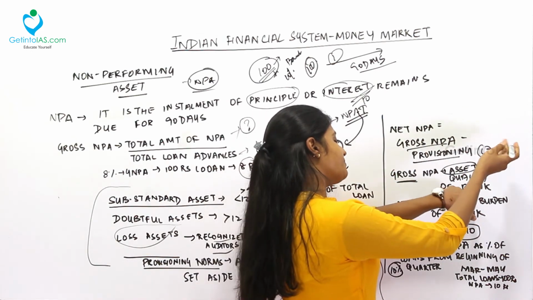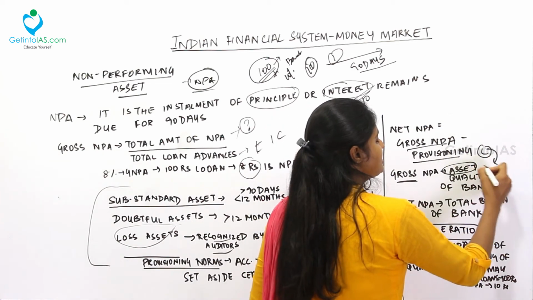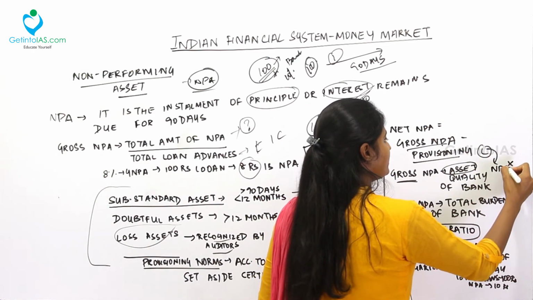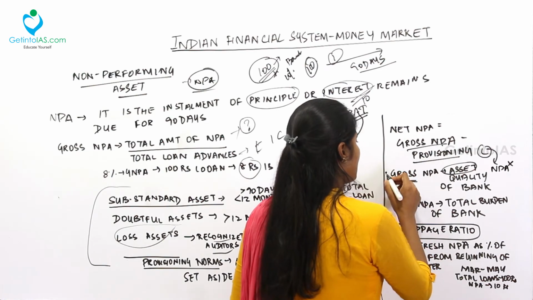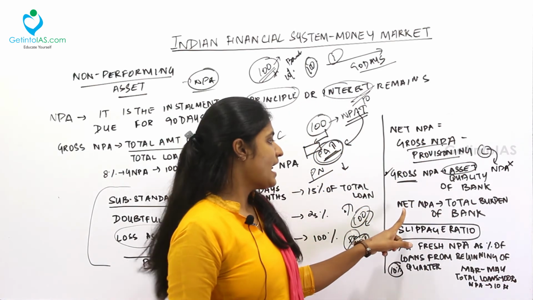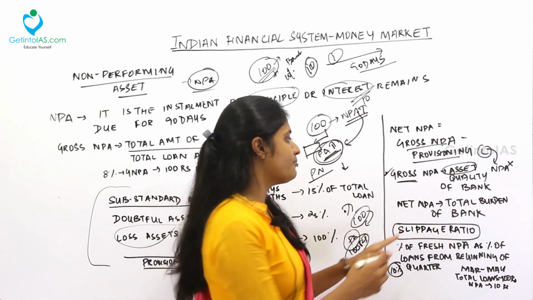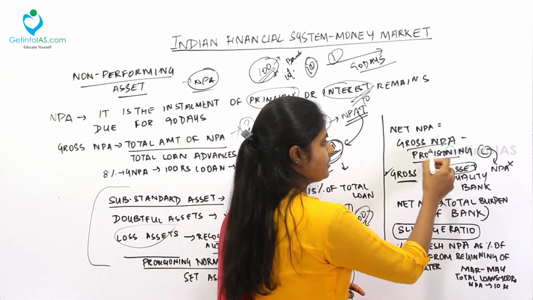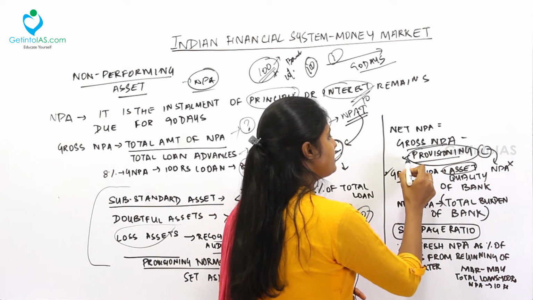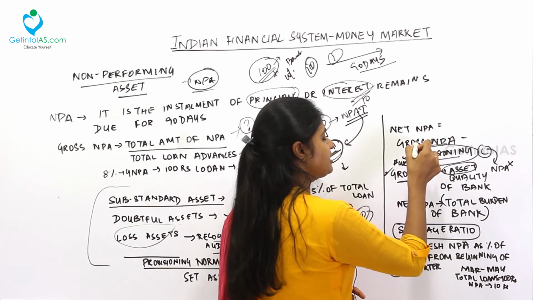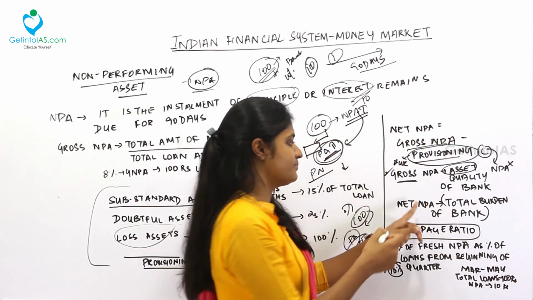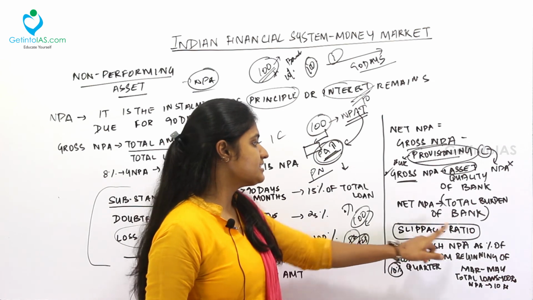The loans given to the people are the assets of the bank. They will see to it that the NPAs do not increase. So the asset quality of the bank is calculated using gross NPA. And net NPA is the total burden of the bank. See, the provisioning amount here is calculated. The provisioning is minus, and hence the burden of the bank is calculated by subtracting the provision from the gross NPA.